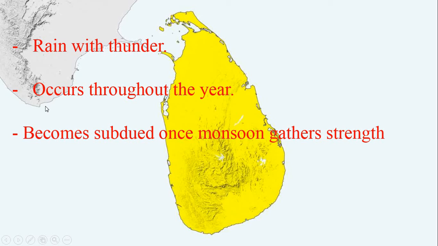And the rain occurs throughout the year. Right? It is not seasonal. These sort of rains occur throughout the year. And these become subdued once the monsoon gathers strength.